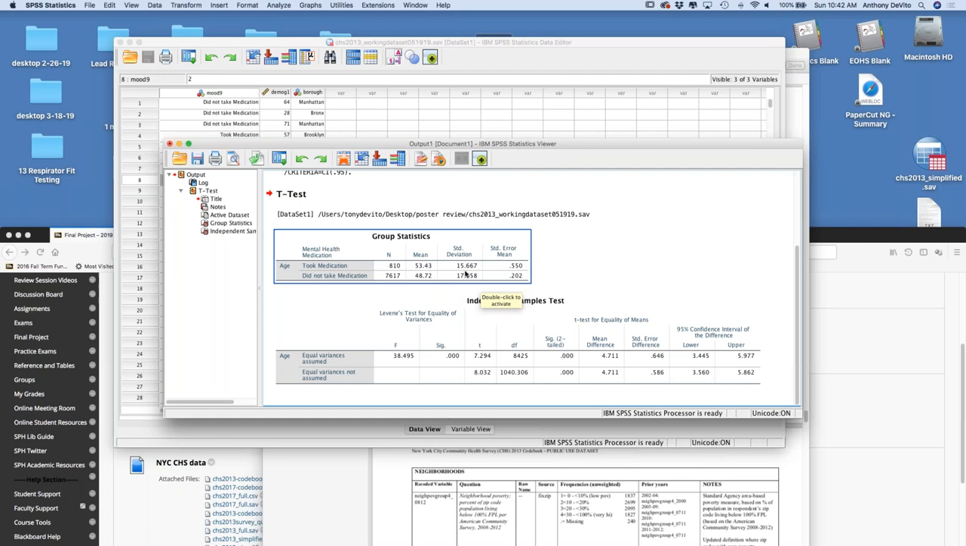So now the question is, what's our null hypothesis here? Our null hypothesis is that the mean for people who took medication is the same as the mean for people who didn't take medication. Well, it looks different from this, doesn't it? But is that statistically significant? In other words, do I have enough data to say that that's really true for the entire population in New York City, or did I just get unlucky and get this outcome because of our sample? Well, that's why we do a t-test.